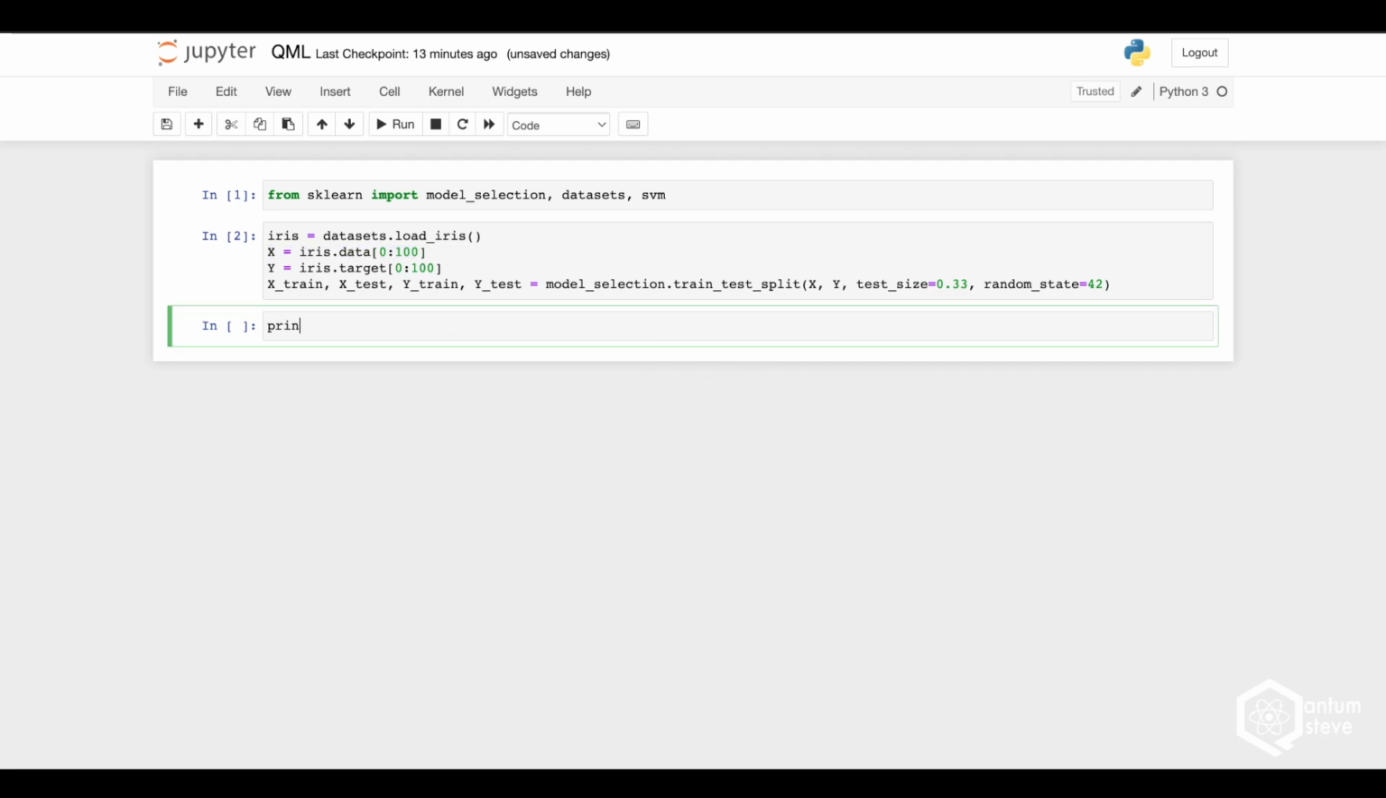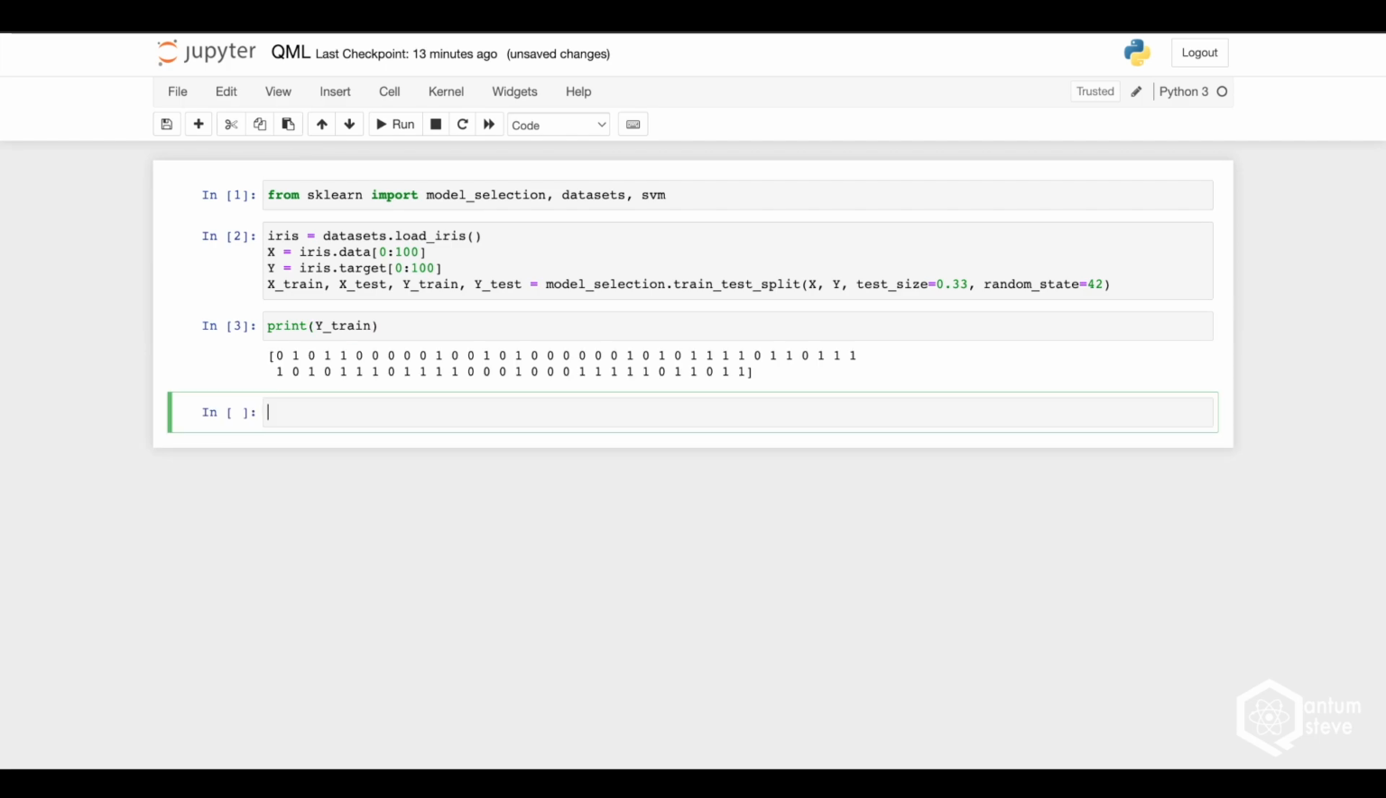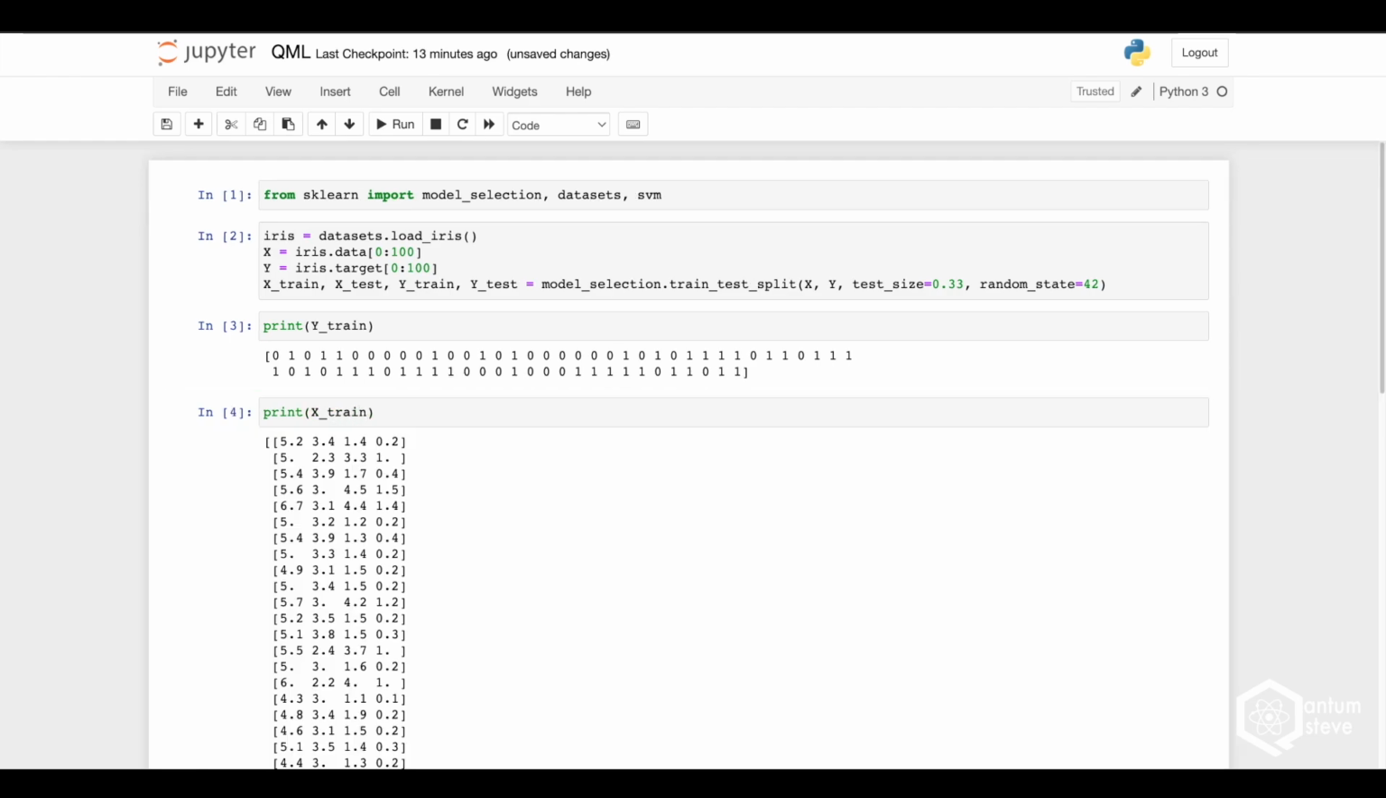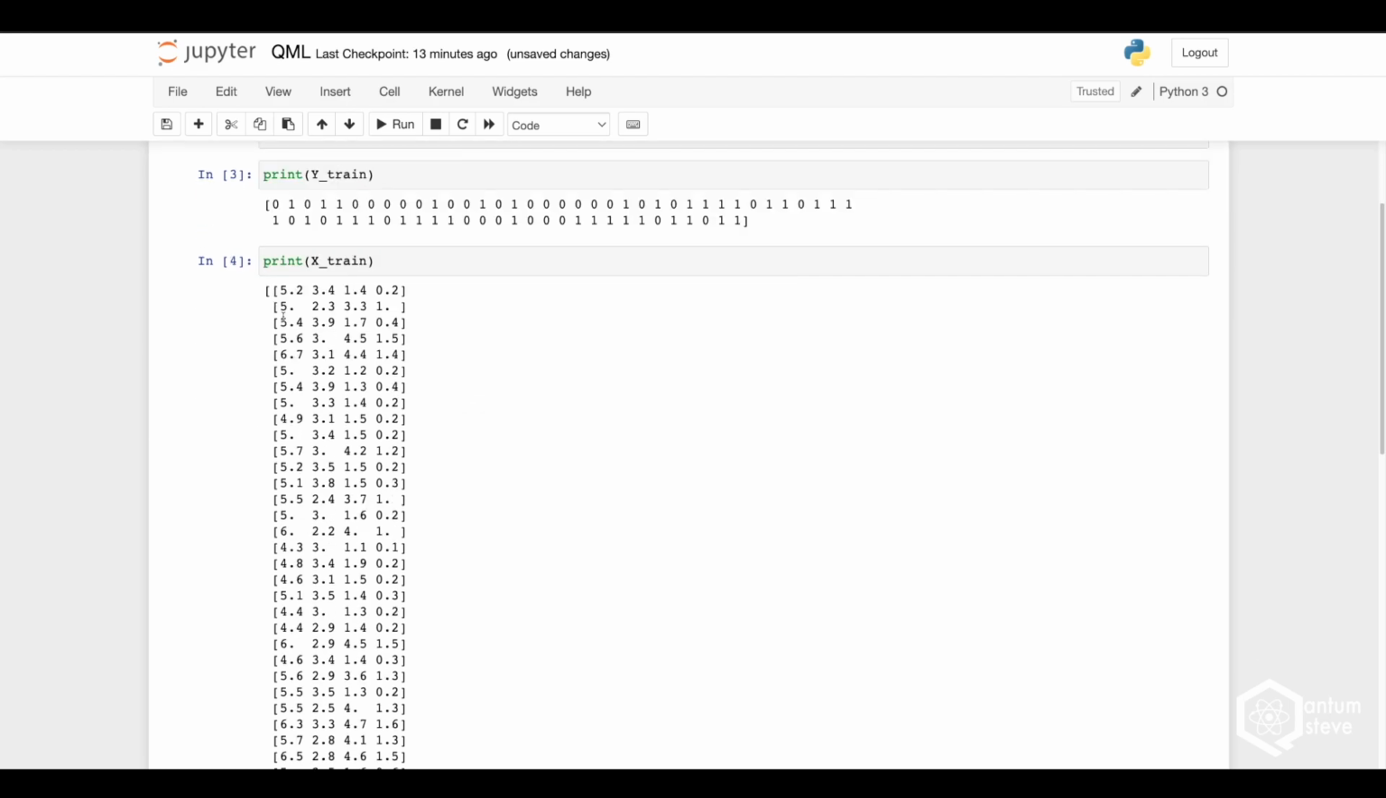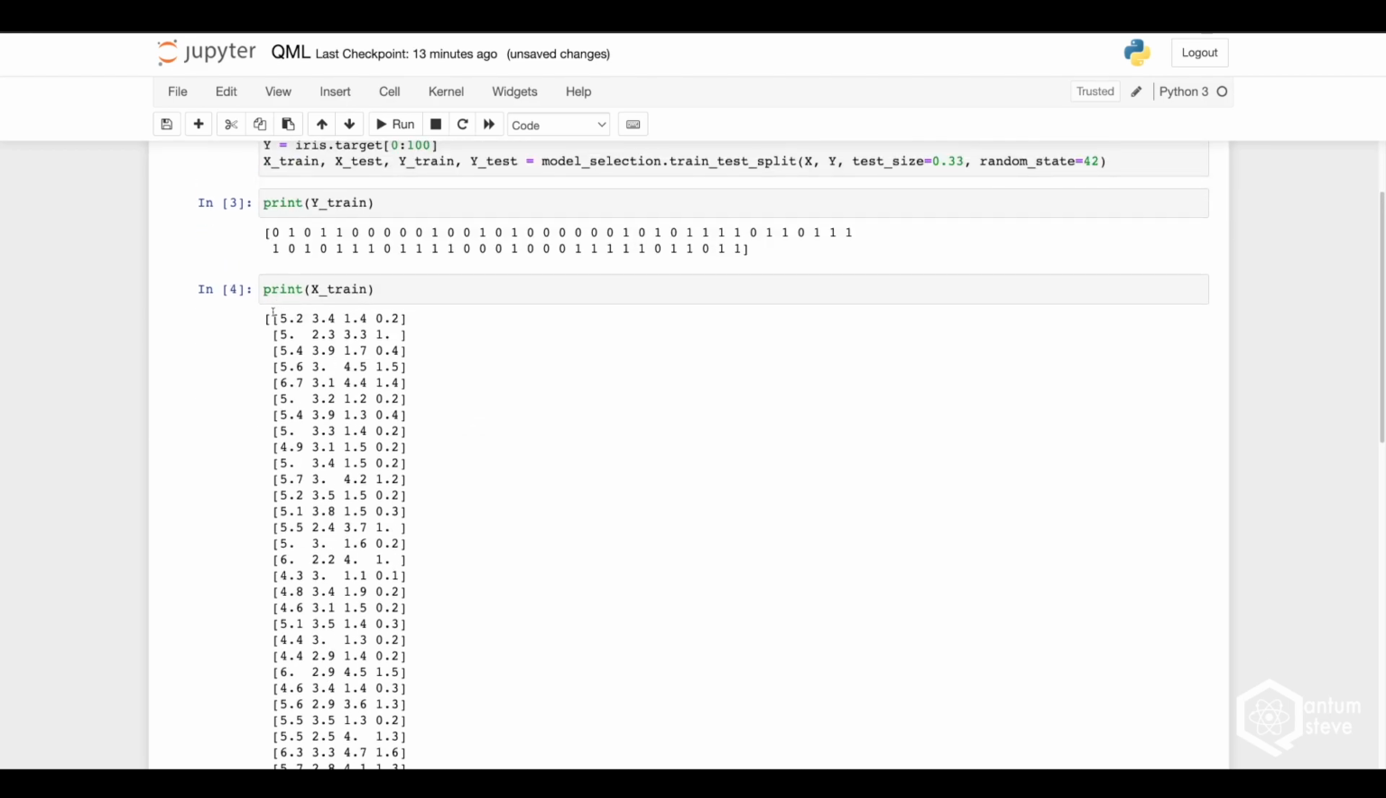So if you look here at X train, then you can see that we have two types of flowers here, and we're going to be classifying the data. All right, so these are now the data points, and we have these four numbers, the features.